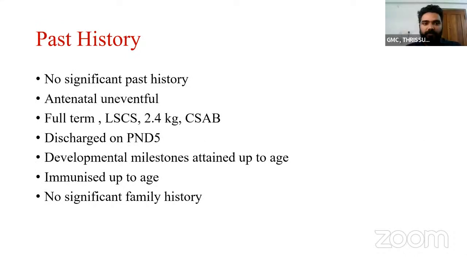Coming to past history, there was no significant past history and no similar illness in the past. Antenatal history was uneventful. Child was born full term, LSCS, with 2.4 kg of birth weight. Child cried soon after birth and was discharged on postnatal day 5. All the developmental milestones were attained up to age. Child was immunized up to age. There was no significant family history and no similar illness in the family.